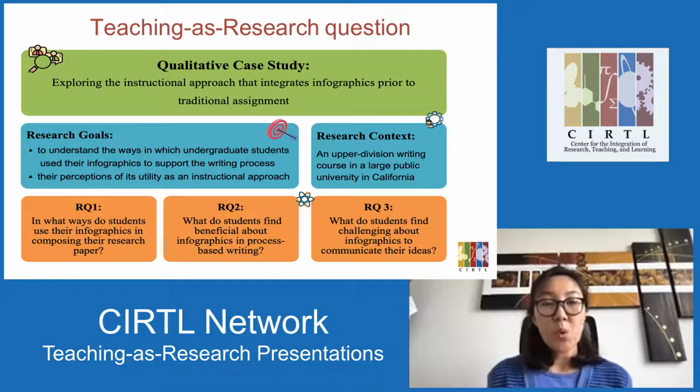My research question one was: in what ways do students use their infographics in composing their traditional writing of a research paper? The second research question was: what do students find beneficial about using infographics in process-based writing? And the last research question was to find out about the challenges students may have experienced while engaging in this type of instructional approach.